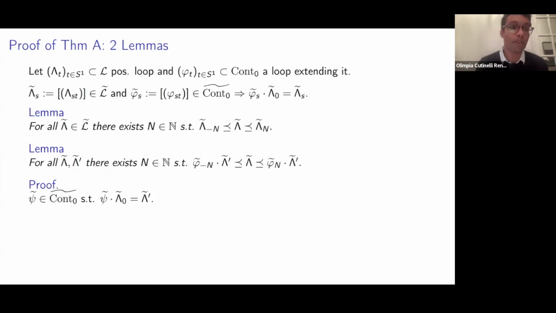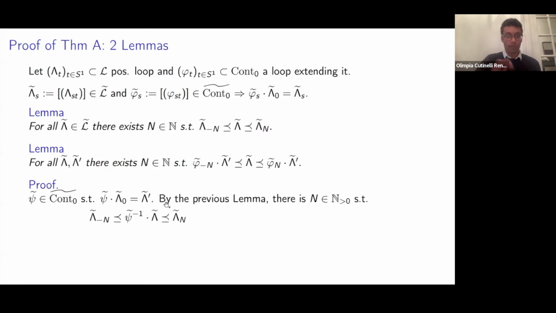So yeah, proof of this second lemma. First, you fix lambda tilde and lambda tilde prime from the lemma. And then you find a contactomorphism that sends the time zero of your positive Legendrian isotopy to lambda prime. And then by the previous lemma, there exists an integer n such that psi minus 1 lambda is in between lambda n and lambda minus n.